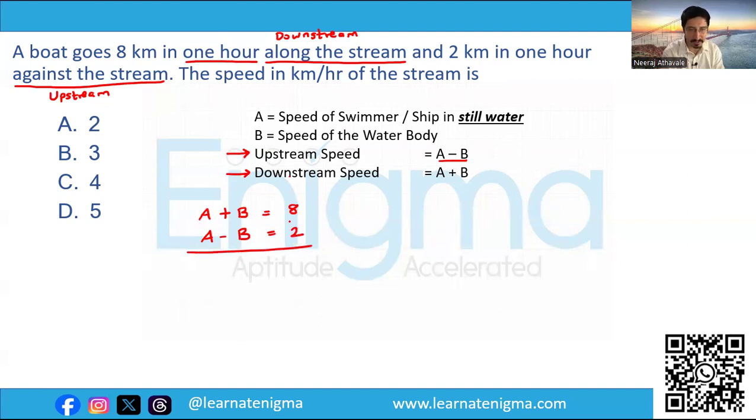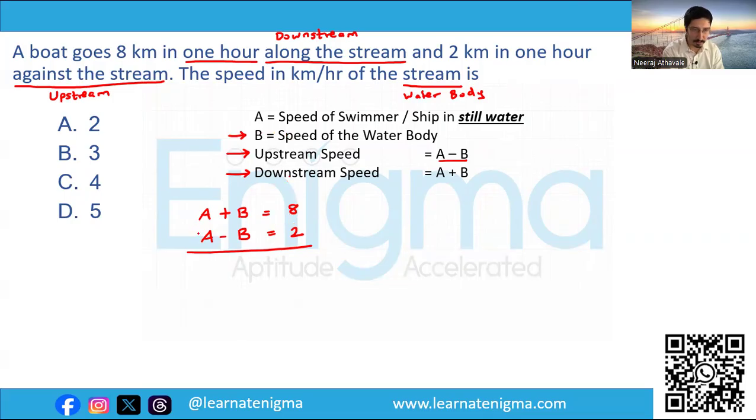Now these are the data given to us in this question. We have been asked the speed in kilometers per hour of the stream. Now stream is nothing but your water body. So that means you have to find the value of B.